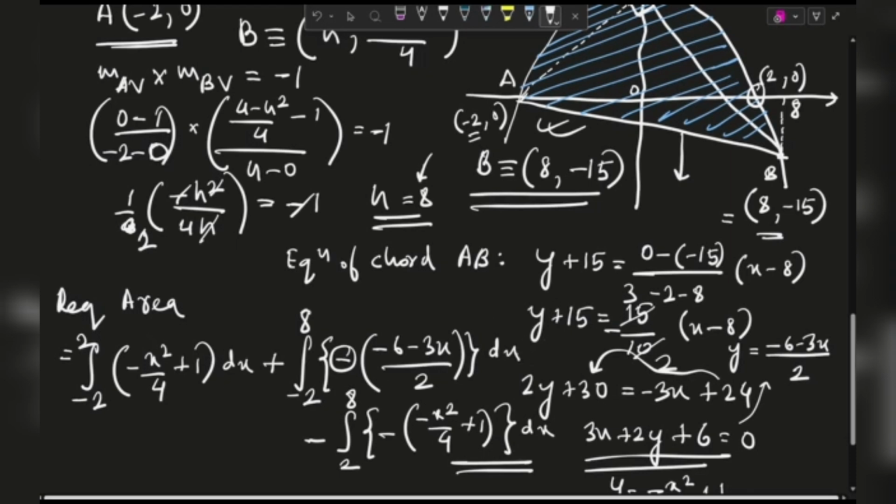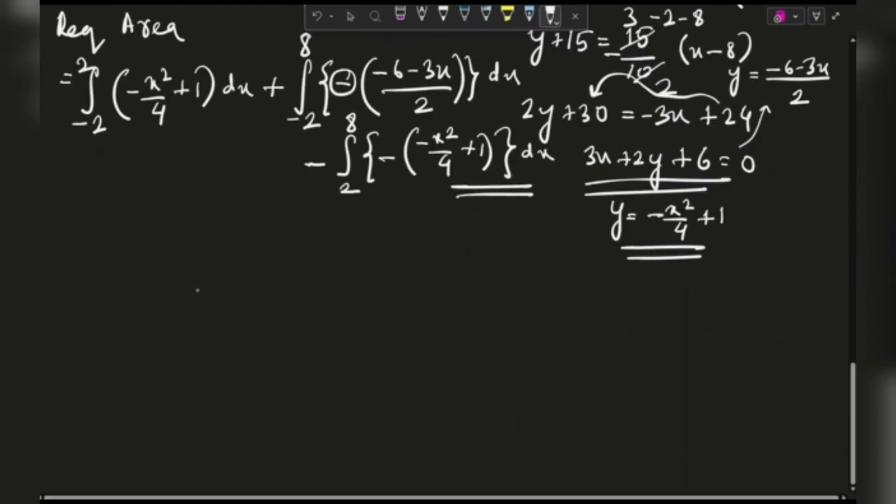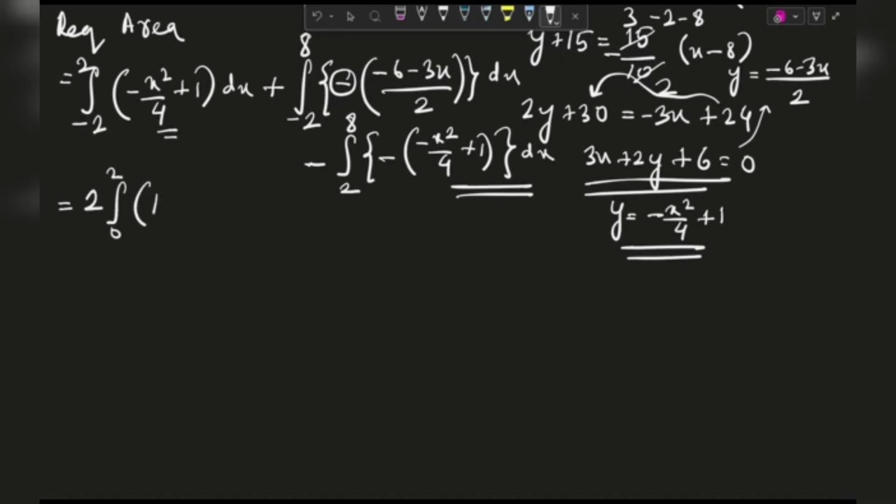So let's find this out. This will be a little bit of calculation. So let's solve this now. I hope this area expression was clear. So this actually becomes, this is an even function, so 2 integral 0 to 2 of 1 minus x square by 4 dx. And we can write a plus of integral minus 2 to 8.